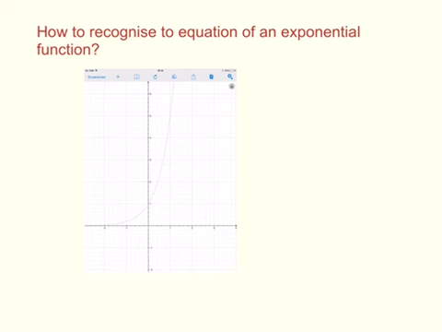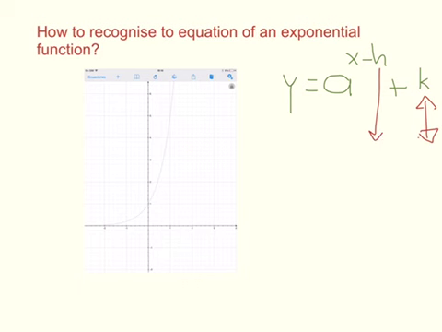So let's start by writing the general form of an exponential equation, and that general form should be something like y equals a to the x minus h, plus k, where the constant k makes reference to how the graph is moved vertically, and the constant h is the horizontal movement. If h is negative, the graph will move to the right, and if h is positive, the graph will move to the left, as we have seen in class.